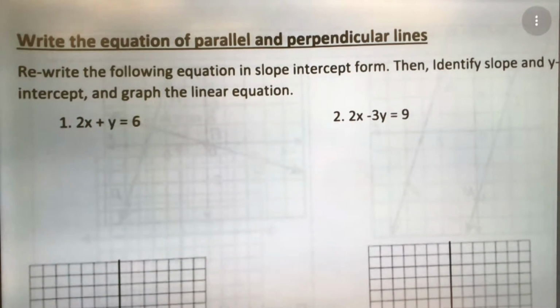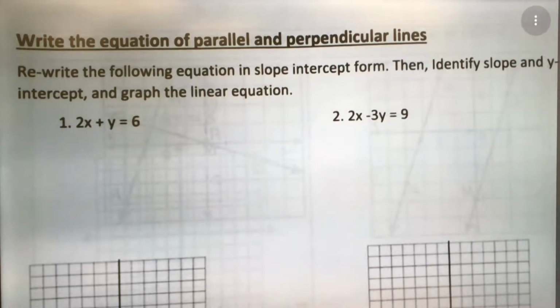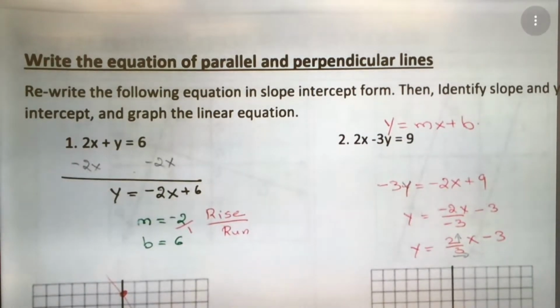So let me explain how to do this problem. First, the question is asking to write the equation in slope-intercept form, that is y equals mx plus b, and you need to identify the slope and y-intercept, and then draw the graph of the equations. If you have done that question, you can see the answer here. You can compare this one.